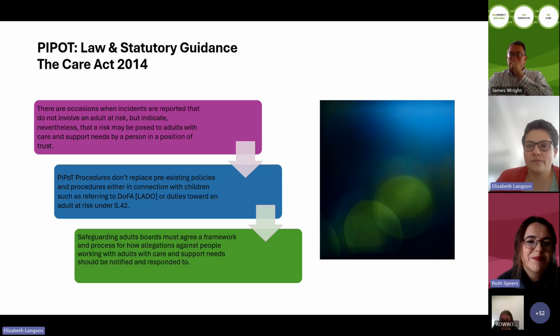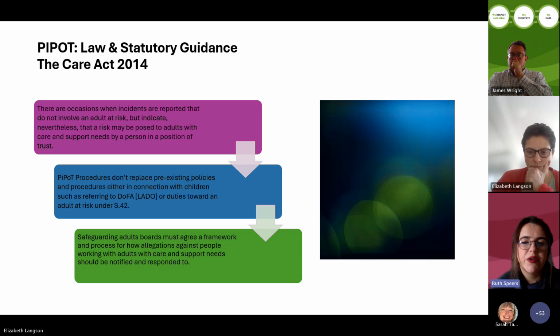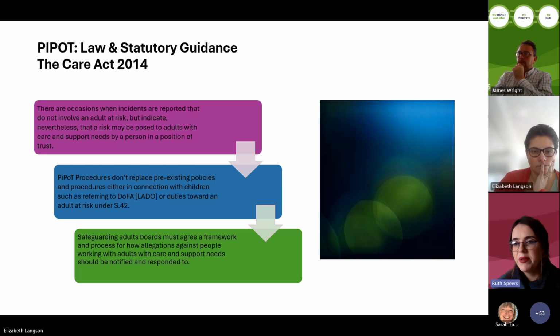Thank you, Liz. So we've talked about professional boundaries. Liz has just covered those. I'm now going to move us on to discuss PIPOT. Now, we know that PIPOT stands for people in a position of trust. But let's have a think about what that actually means, okay?